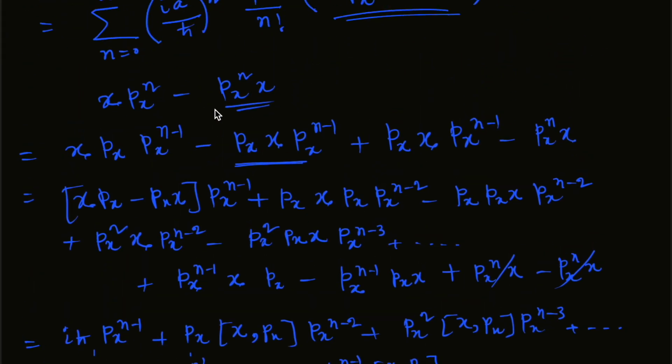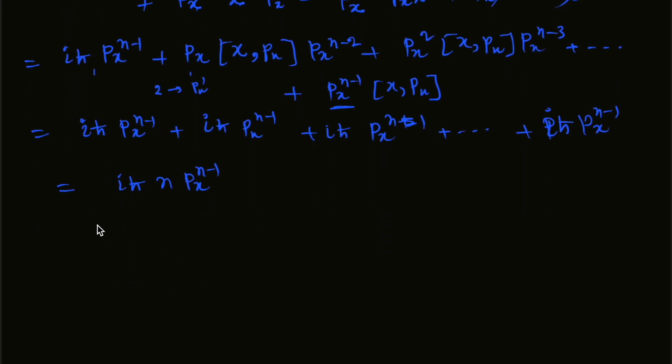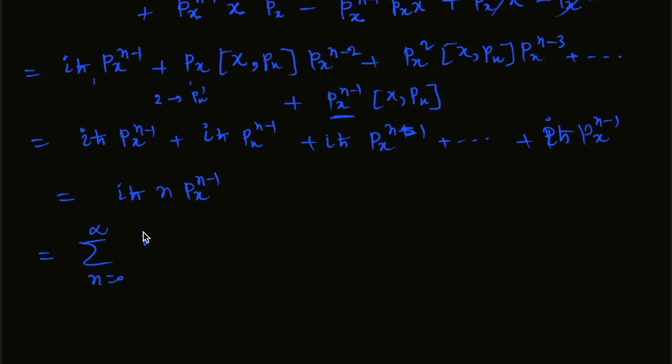So if we put it here, we'll get the value n equal to 0 to infinity I a by h cut to the power n, 1 by n factorial, n, there will be I h cut px to the power n minus 1.